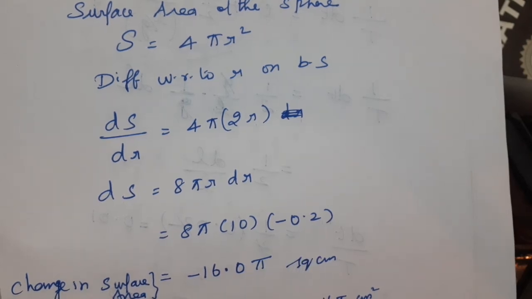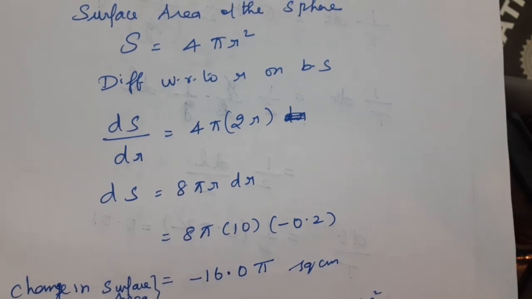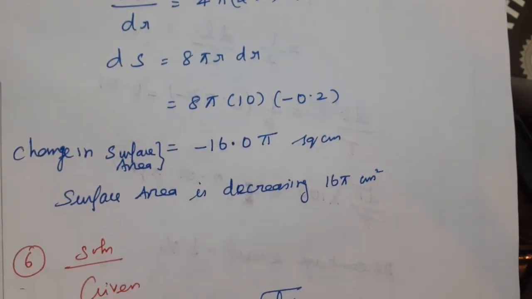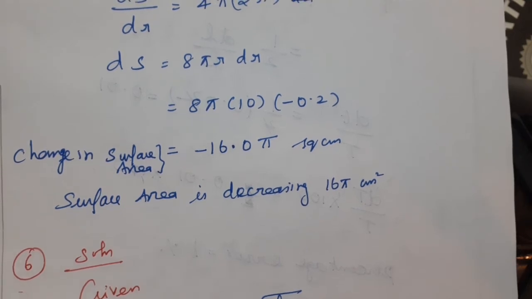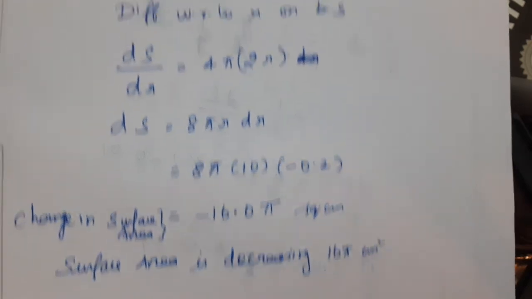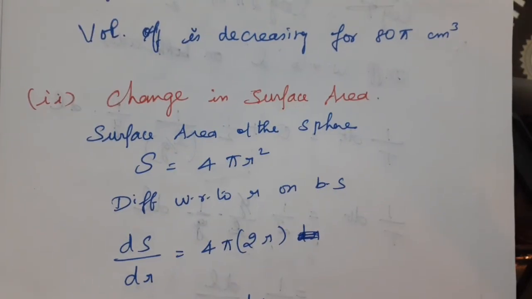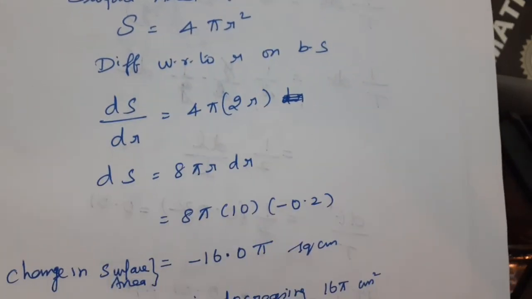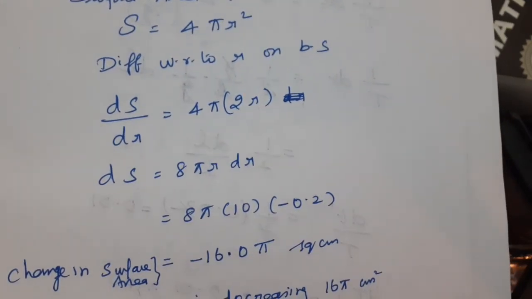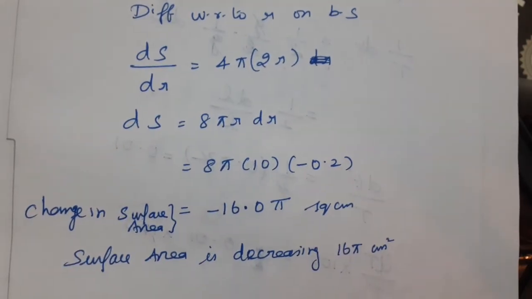Therefore the change in surface area equals 8 twos are 16, 80 into 2 is 160. After moving one decimal point we get minus 16.0 pi square centimeter. Therefore the surface area is decreasing by 16 pi centimeter square, and the volume is decreasing by 80 pi centimeter cube. So we found the change in volume as well as the change in surface area. These are very important 3-mark questions.